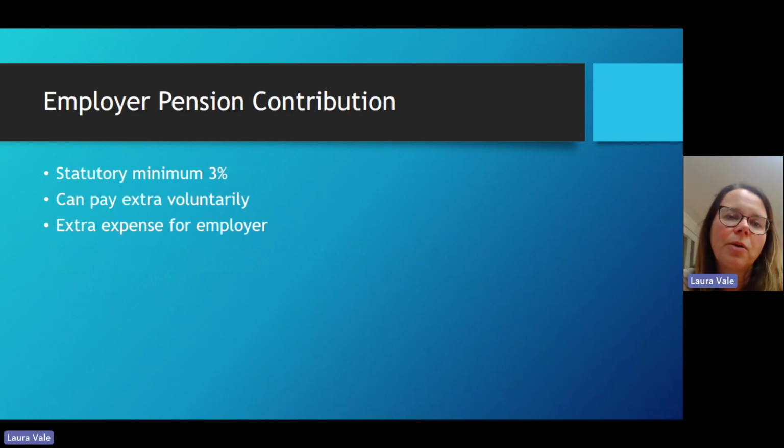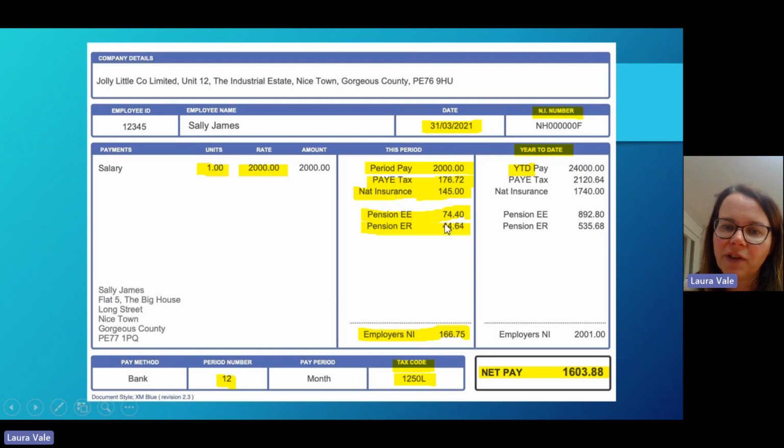And then we have the employer pension contribution. So I touched on this earlier. The employee had to pay 5%. The employer has to pay 3%. They can pay more voluntarily. And all of this will be an extra expense for the employer. So just to remind you, that's those figures, the pension of the employer and the national insurance of the employer on that payslip.